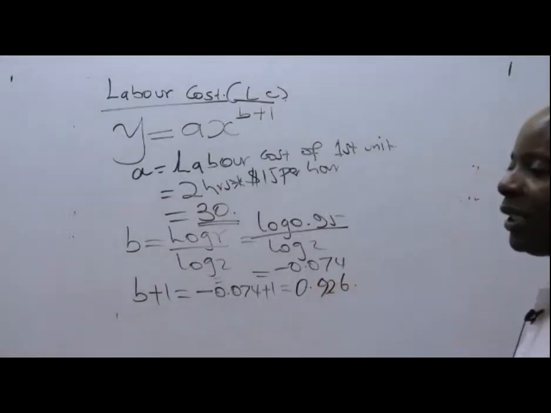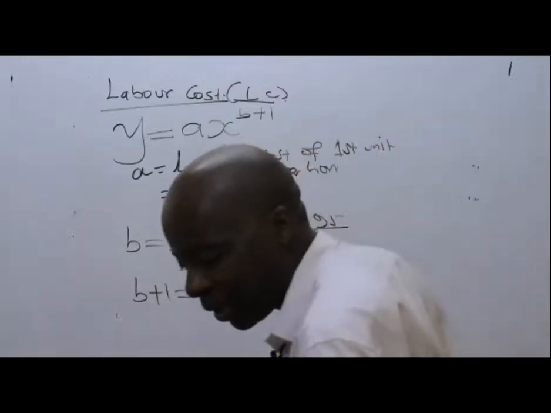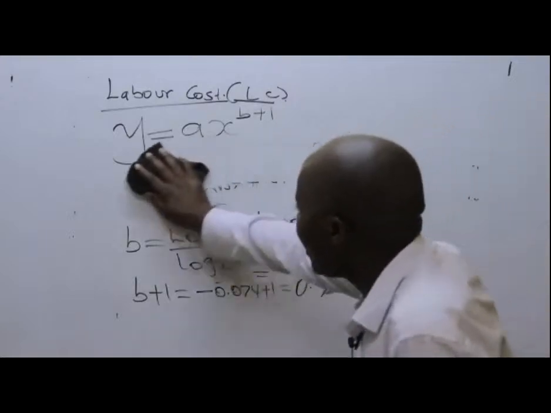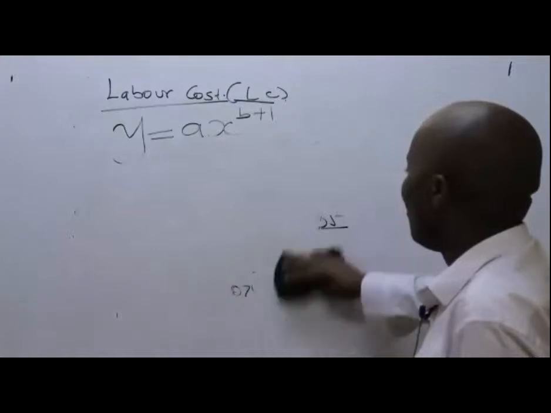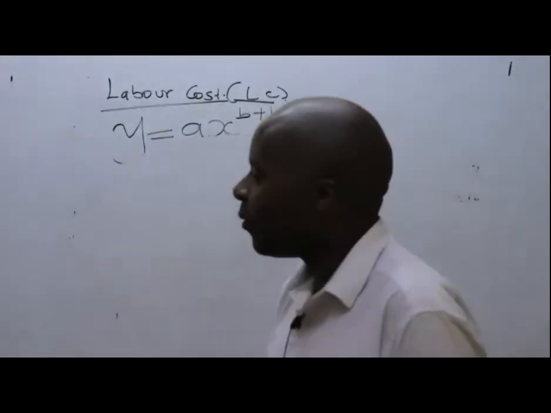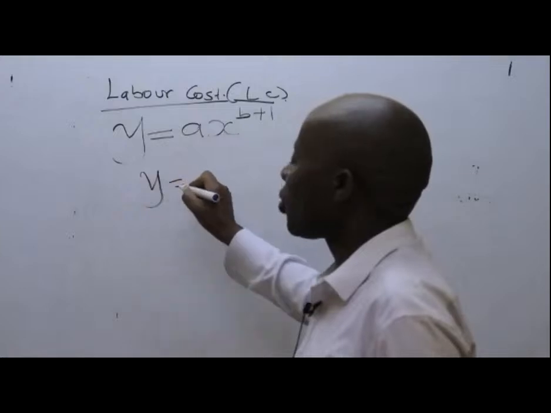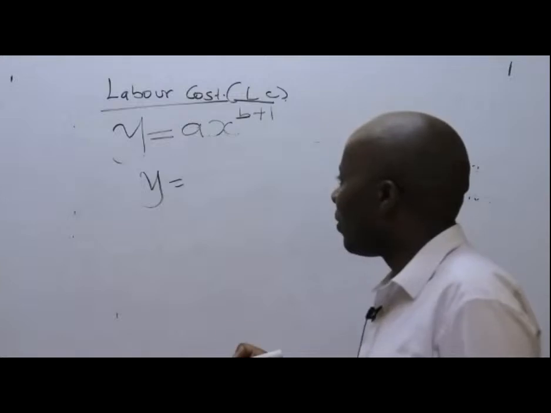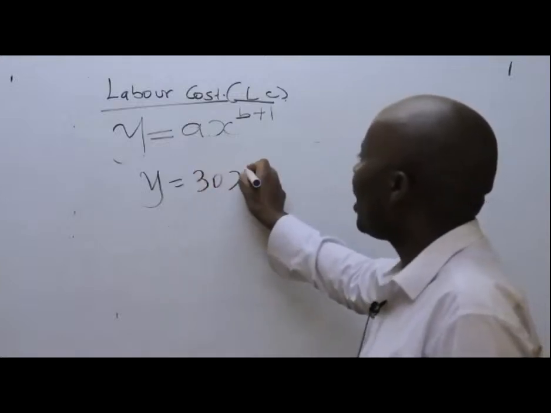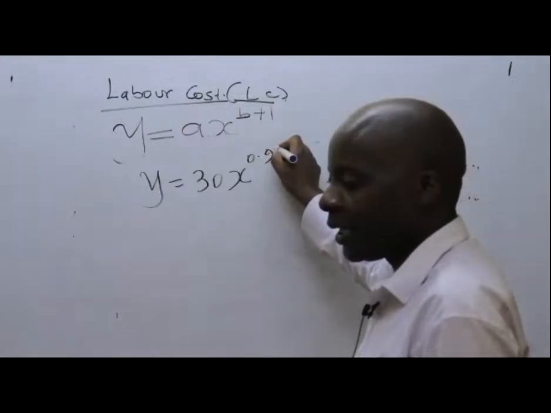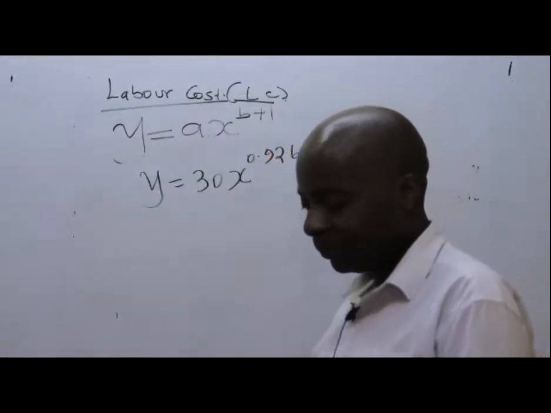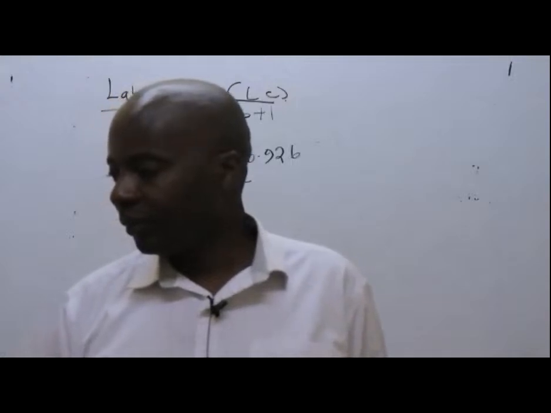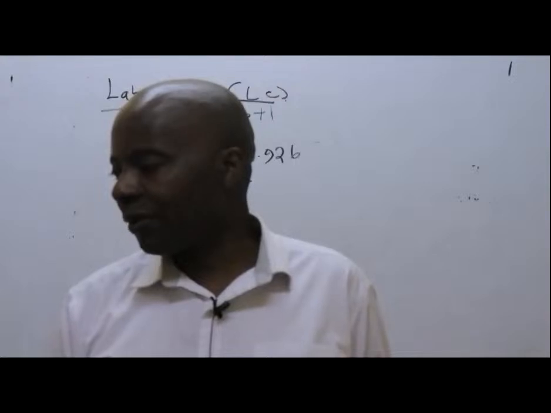Now, after you get these two parameters, ladies and gentlemen, the only thing that you now need to do is to go and plug in the figures up there. When you plug in the figures, what do we have? We have our Y, which is the total labor cost. Remember, Y is the total labor cost, which will be 30x raised to 0.926. Yes, thank you, coach, also for giving me the answer.